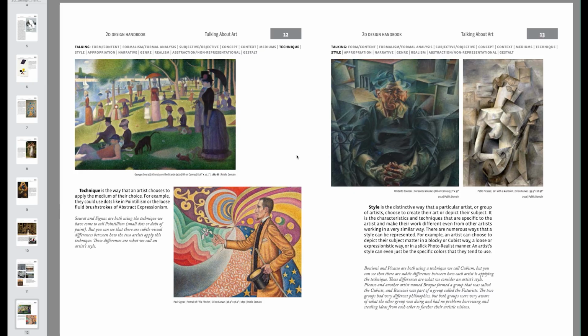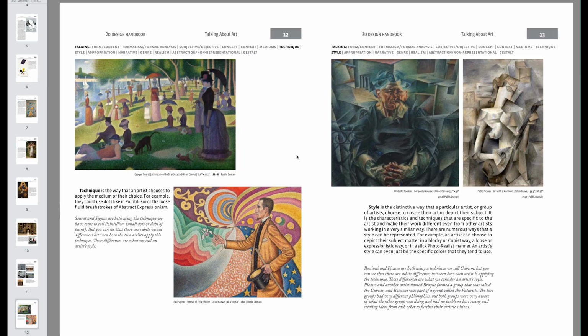brushstrokes of abstract expressionism. In these two paintings on the left, Seurat and Signac are both using a technique we call pointillism. Small dots or dabs of paint, when placed next to each other, form the total image. But you can see that there are subtle visual differences between how the two artists apply this technique. These differences are what we might call the artist's style.